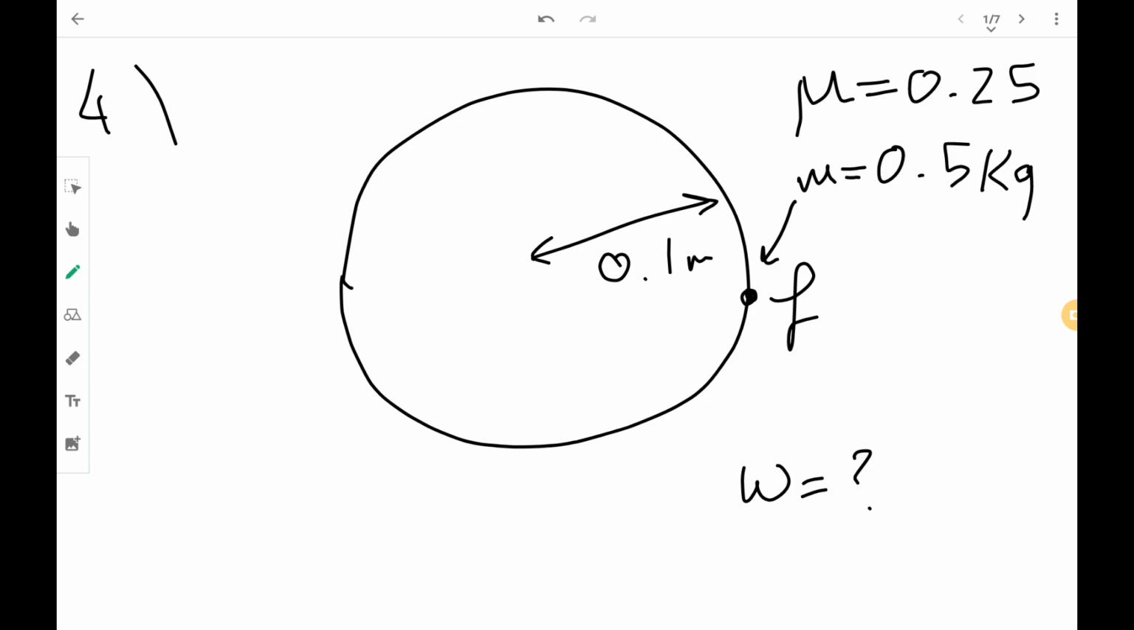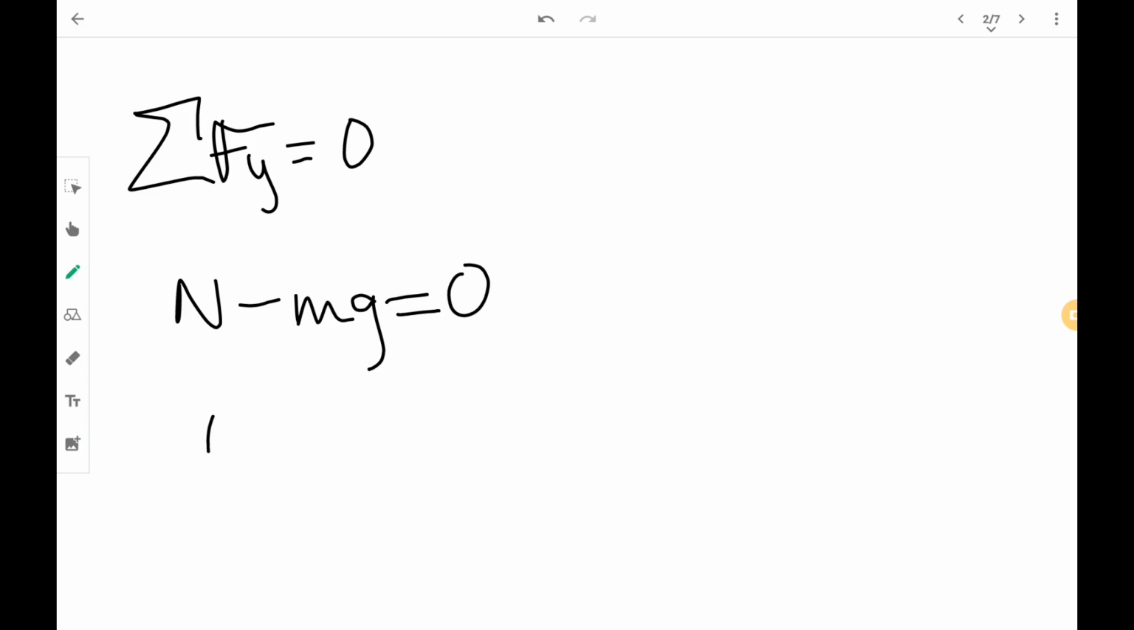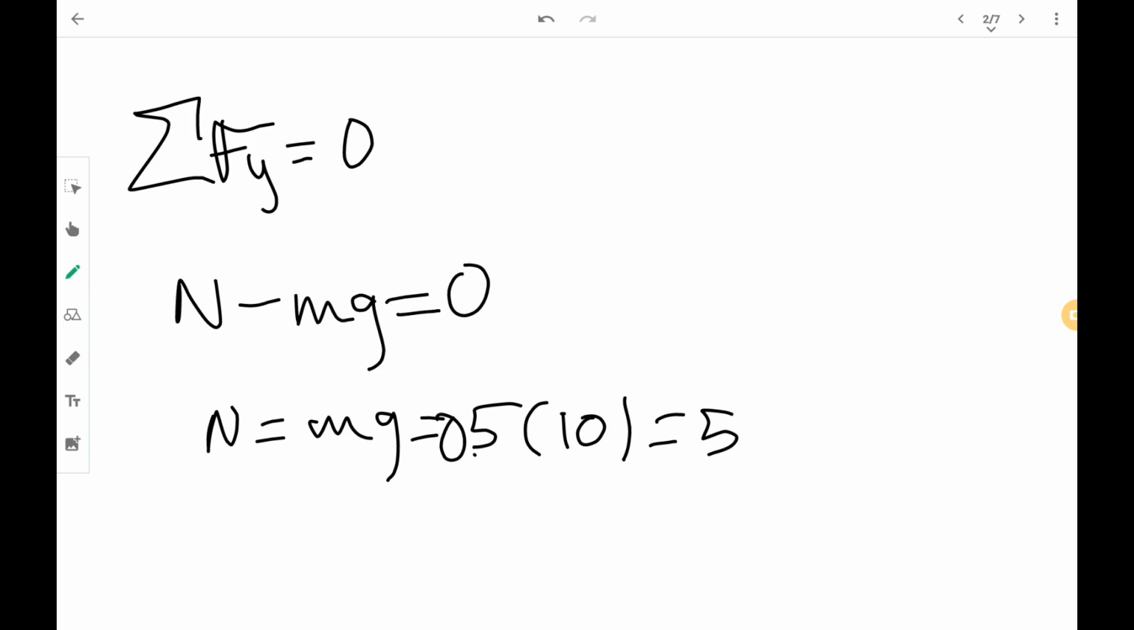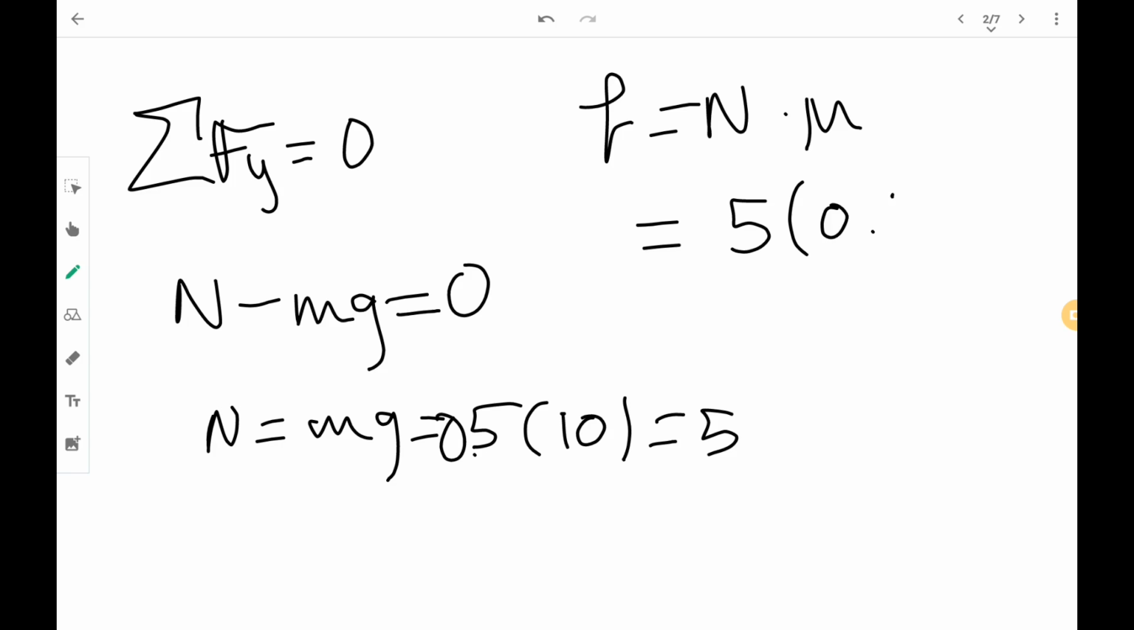angular speed. So to find friction, we need to find the normal push, which is from here, it's like this. Net Fy equals 0, N minus mg equals 0, N is mg, which is 0.5 times 10, so it's 5. And then you can find friction, it's N times mu, which is 5 by 0.25, which is 1.25.